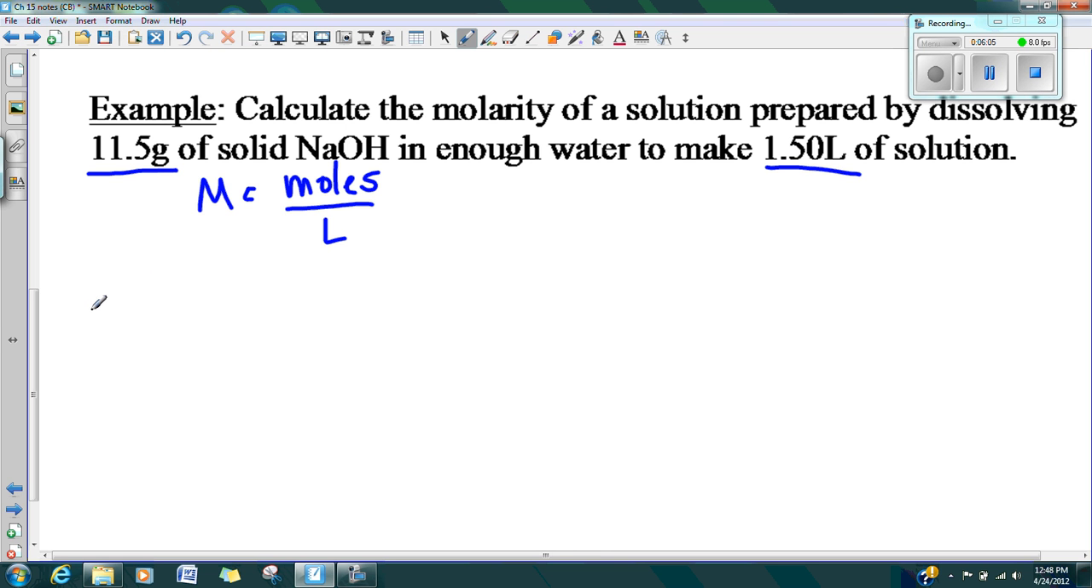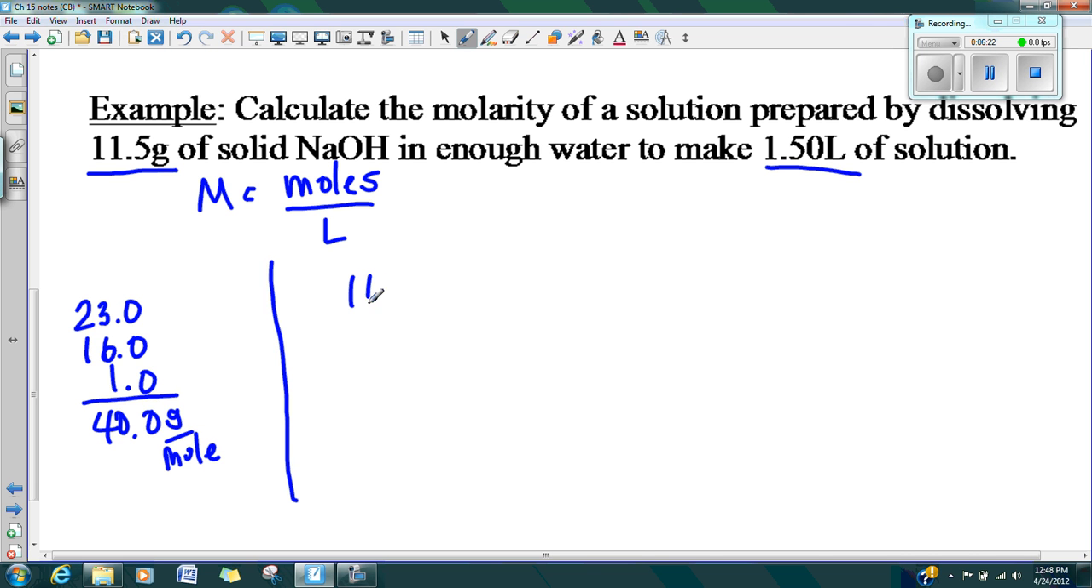So I have sodium, which is 23.0, that's on the periodic chart. I have one oxygen, that's 16.0, and I have one hydrogen, that's 1. This is going to be 40.0 grams per mole. That should be review. All I did is find the molar mass of NaOH.